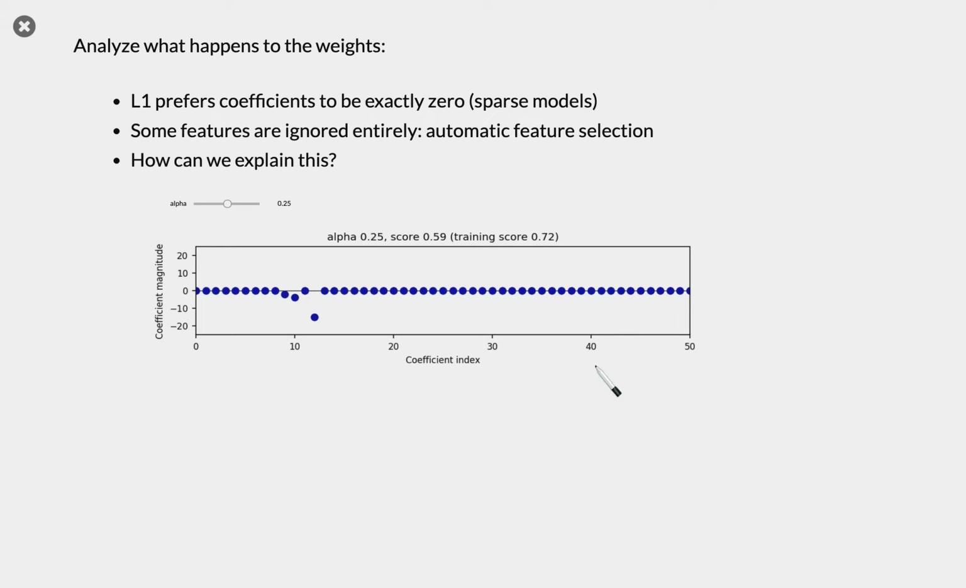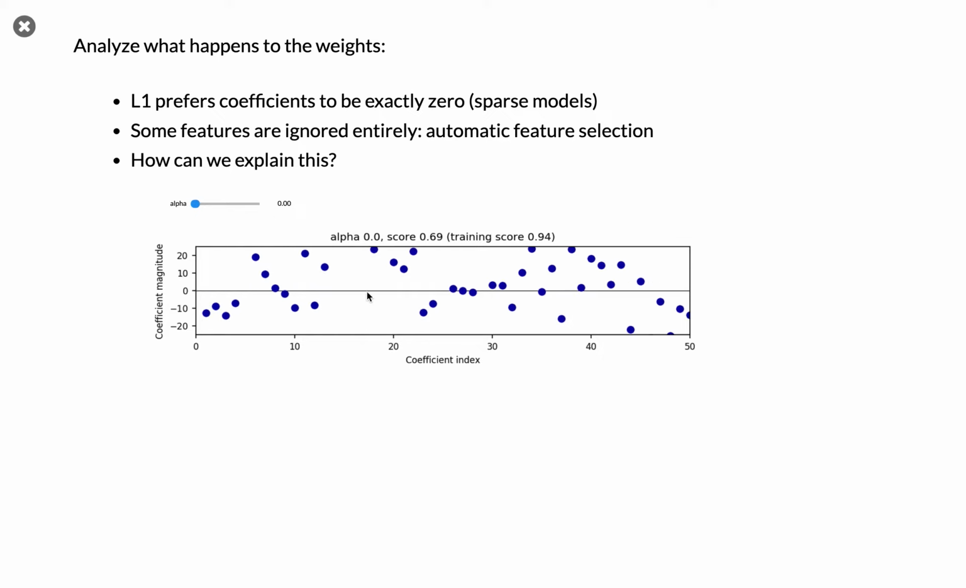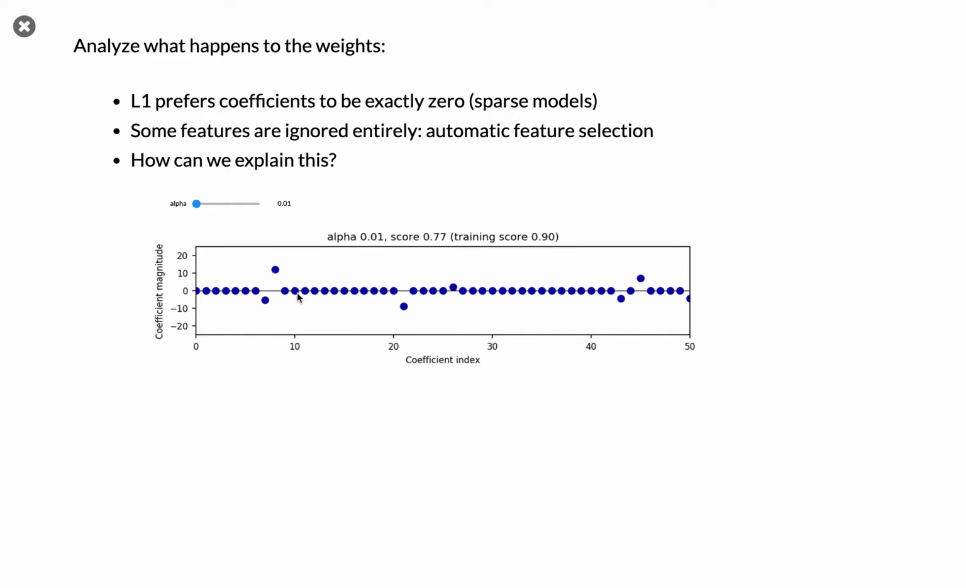Now, first of all, let's analyze what happens to the weights to see if they really get 0. Right? So let's start with, again, alpha 0. So this is our least square solution. Again, we have a low score. If we increase alpha a little bit, we will see that already a number of features get to 0, which means these features are completely removed from the model. And our score goes up. And so even though this model only uses 1, 2, 3, 4, 5, 6, 7 features, 7 weights, the score is much better than the least square solution.